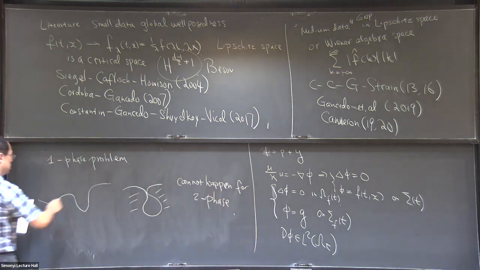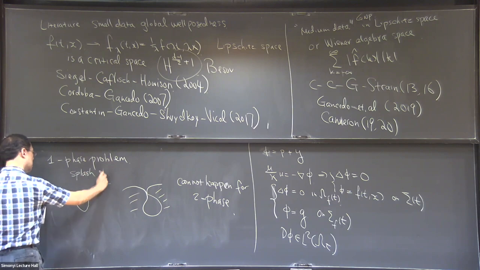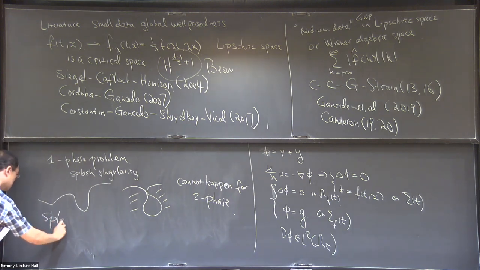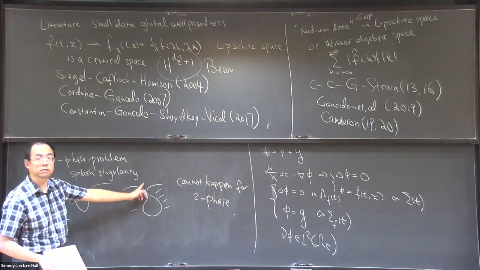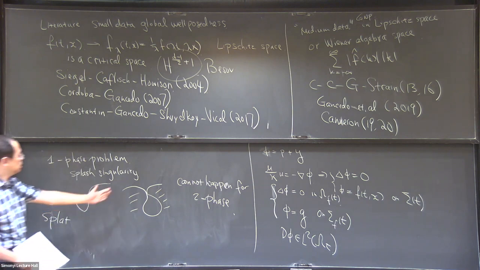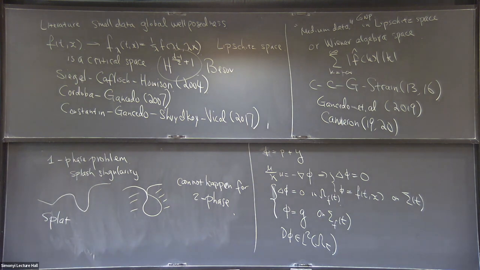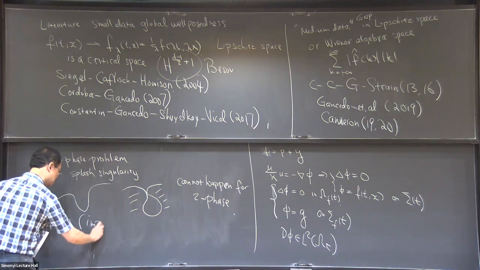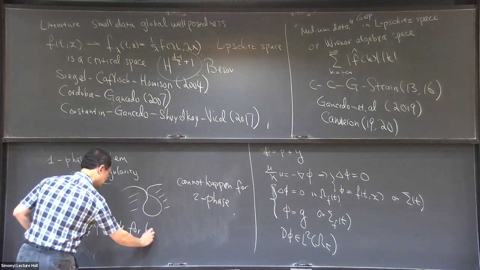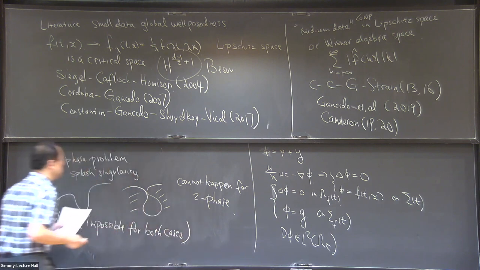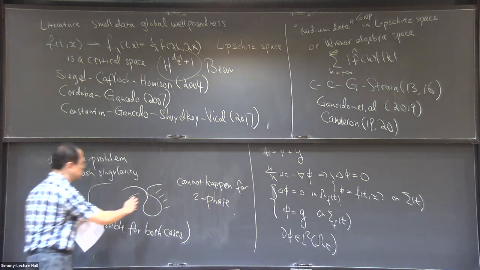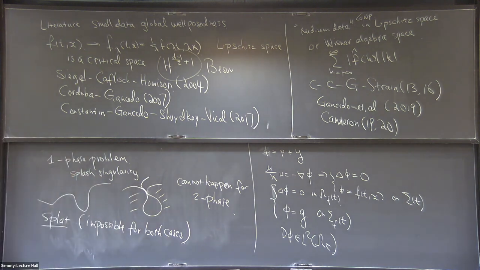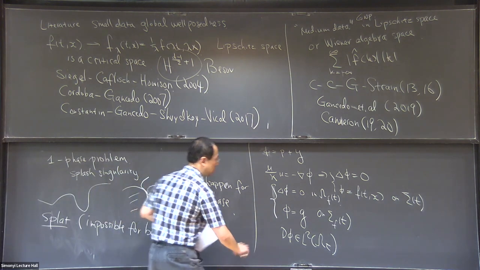Another type of singularity is called a squirt singularity. That's when this is not a point but a curve. If the interface touches itself along a curve, then this is called a squirt singularity. And it has been proved that for both one-phase and two-phase problems, this is impossible. Touching on an open subset? Yes, touching on a curve. For example, you have a curve and they touch along it.